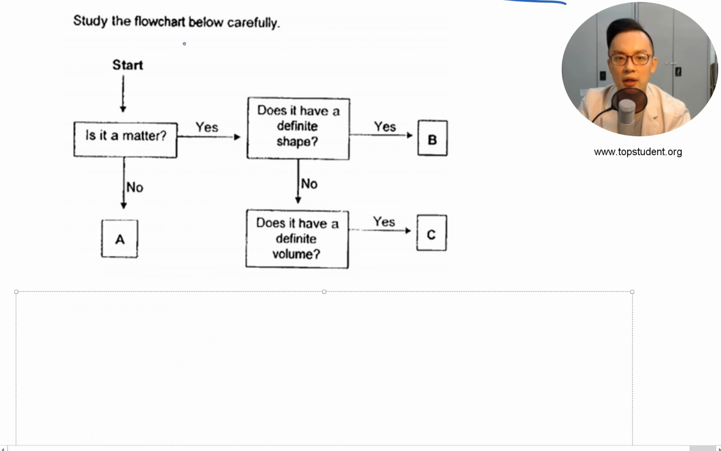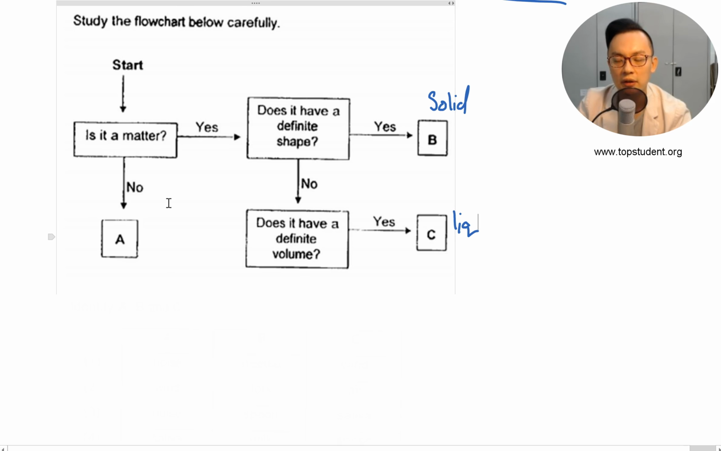Study the flow chart carefully. Is it a matter? Yes. It's not a matter? No. Does it have a definite shape? Yes, definite shape means it's a solid. No definite shape, yes, definite volume means it's a liquid. Is it a matter? No, it's not a matter. So this one is your own analysis. You should be able to fill in these two things without the help of the MCQ answers below. So does it have a definite shape? Once it has a definite shape, then yes, it's a solid. If it has a definite volume, then it's a liquid.